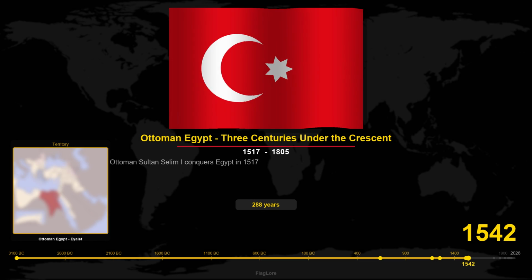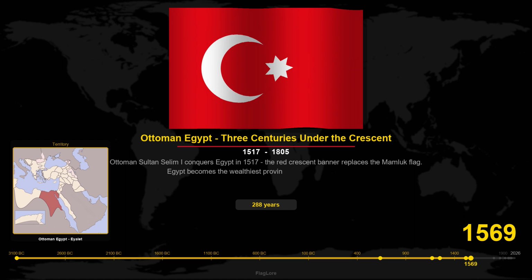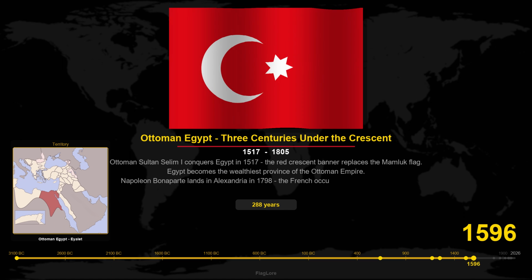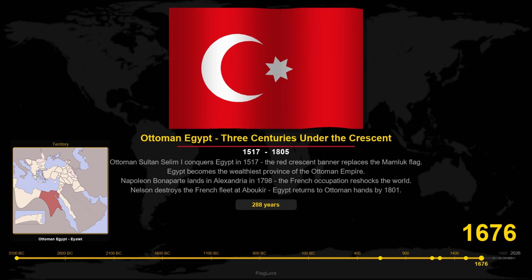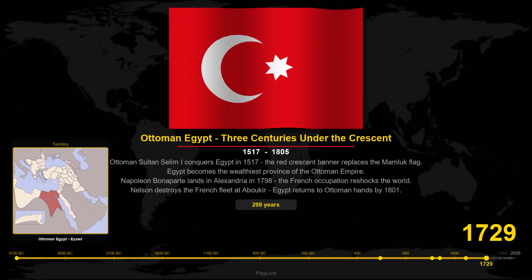The Ottoman Empire conquered Egypt in 1517, replacing Mamluk banners with the red crescent flag. Egypt remained the empire's wealthiest province for centuries, until Napoleon Bonaparte's shocking invasion temporarily disrupted Ottoman rule before the British Navy intervened.